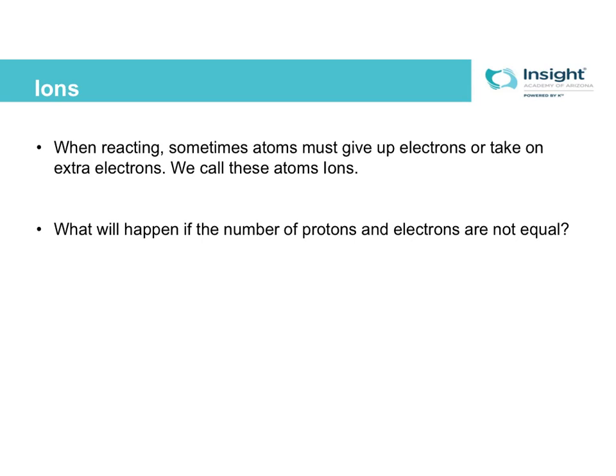So this comes from when an element is trying to get into a reaction. Sometimes it reacts better if it has given up some of its electrons or it's taken on some electrons. And we call those ions. So think about it. What happens if your protons and your electrons are not equal? So think neutral.